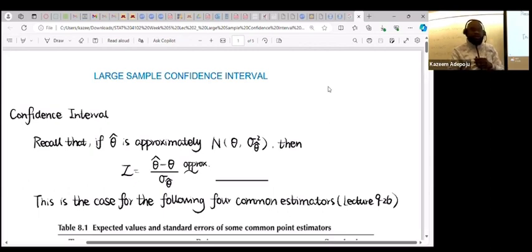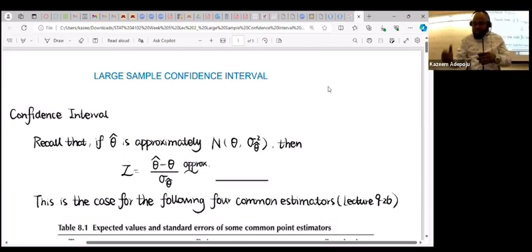Does that make sense? Using a large sample will enable us to use the central limit theorem, and that will facilitate normality. And when that facilitates normality, I will be able to use this. Does that make sense? Okay, now we want to recall what we've done here.